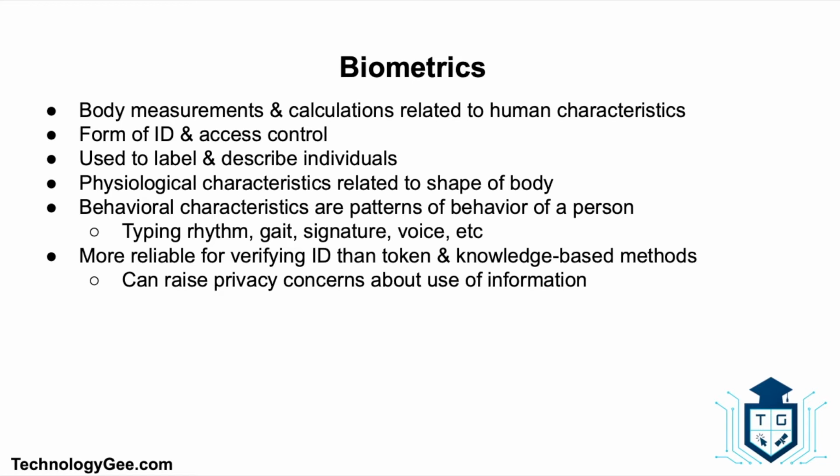Behavioral characteristics are related to the pattern of behavior of a person, including but not limited to typing rhythm, gait, signature, behavioral profiling, and voice. Since biometric identifiers are unique to individuals, they are more reliable in verifying identity than token and knowledge-based methods. However, the collection of biometric identifiers raises privacy concerns about the ultimate use of this information.